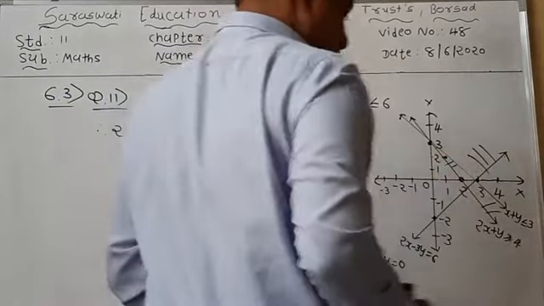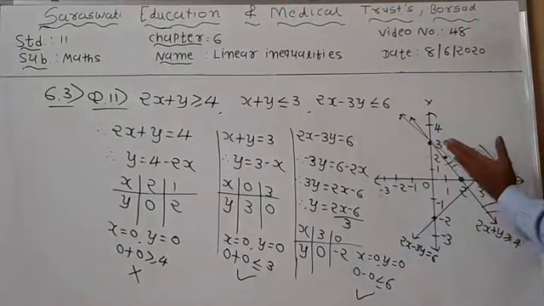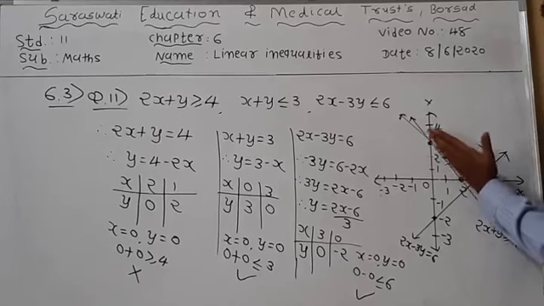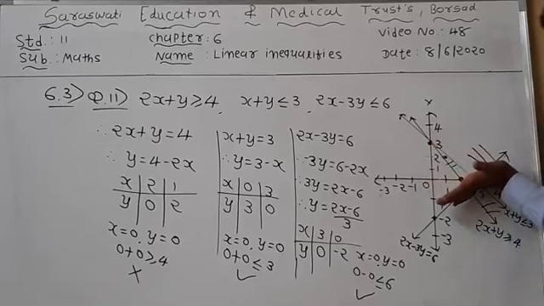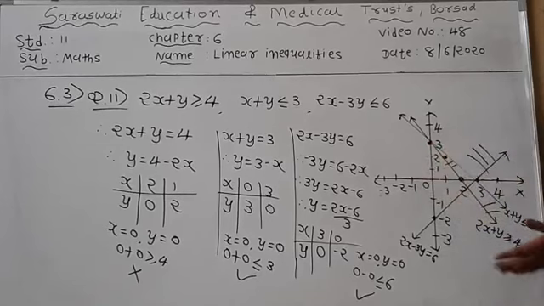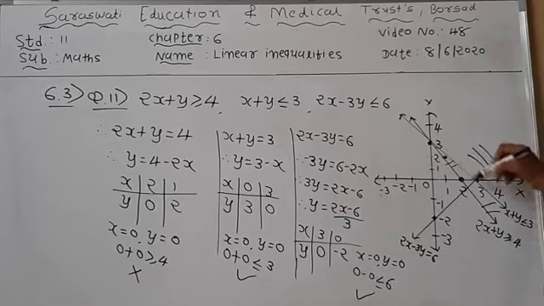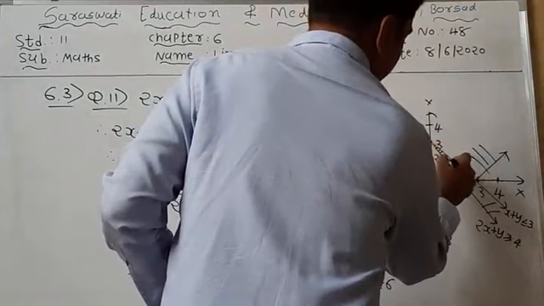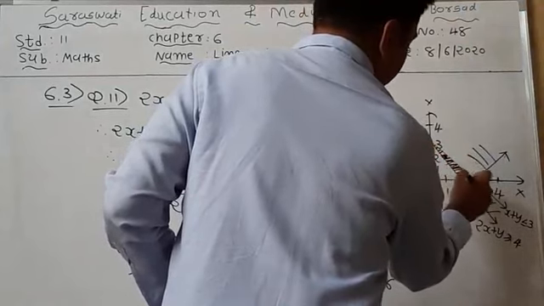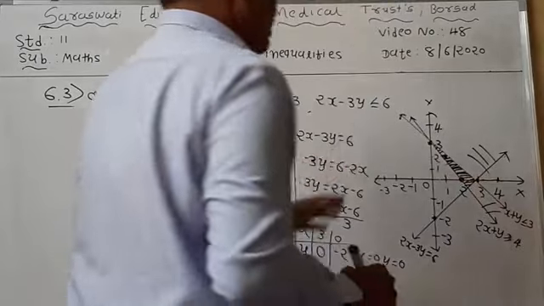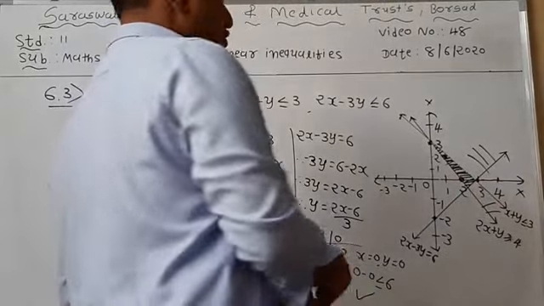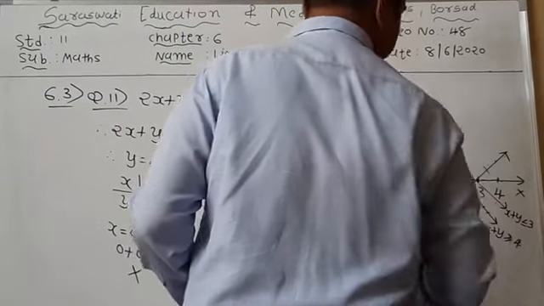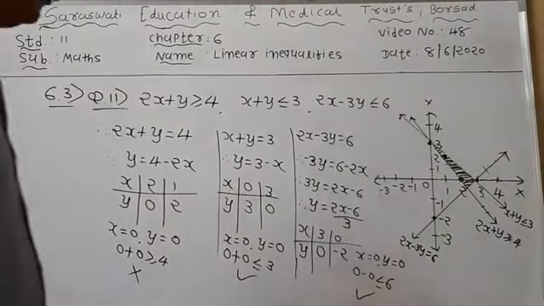So in this line the shaded portion is going this side, while for this line the shaded portion is going to the origin side, and here also the shaded portion is going to the origin side. So the common portion is like this portion. Here we can write the common portion, because all these three lines intersect in a common portion like this. Clear?